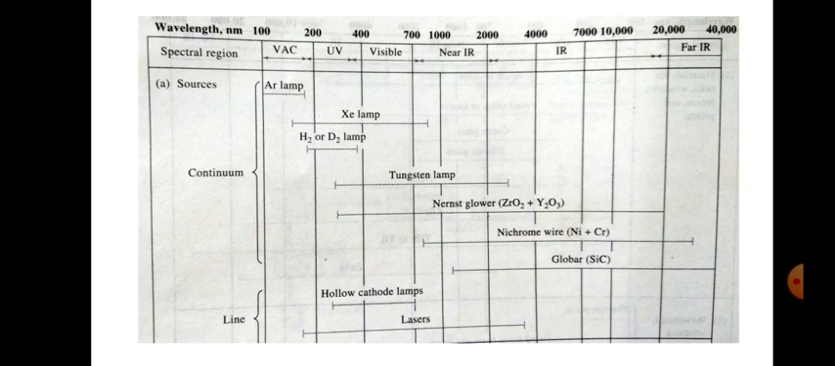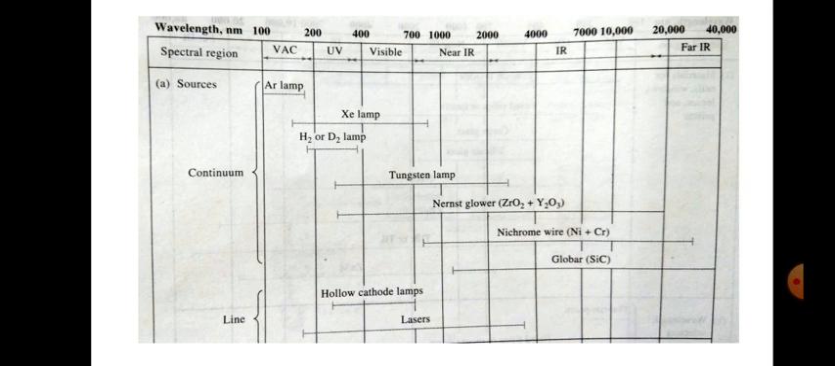So this diagram gives a clear indication of which source is of which type and which source is preferred for what kind of spectroscopy. If you are going for UV visible, obviously you will go for a xenon or hydrogen or deuterium lamp, and the tungsten lamp is also possible. And when we talk about the line source, hollow cathode lamps or laser beams or laser lamps are used.